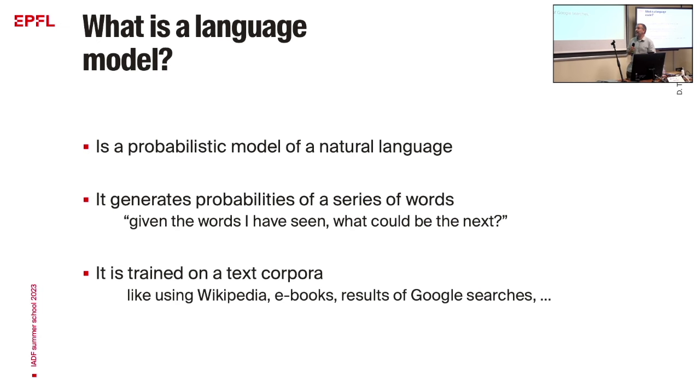So what is a language model? First thing, important: a language model is a probabilistic model of natural language. The probabilistic part is pretty important. As for all the deep learning models you have been seeing, you want to express the probability of something related to something else. And in our case, these are words. So we want to estimate the probability of a given word appearing after some other words.